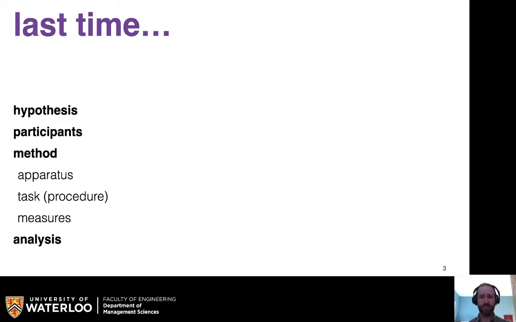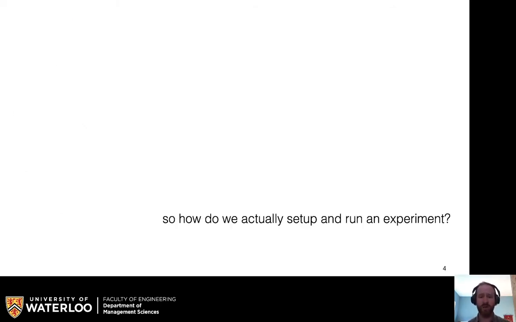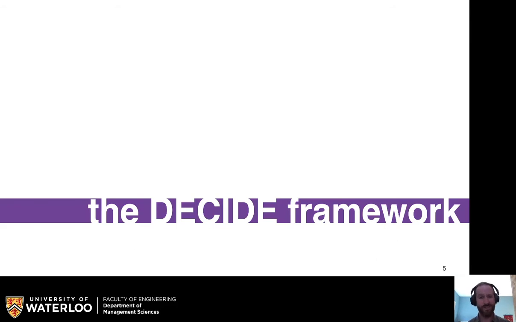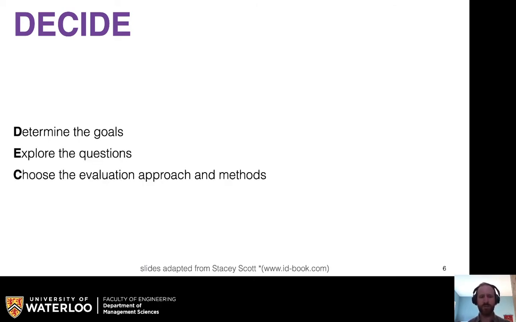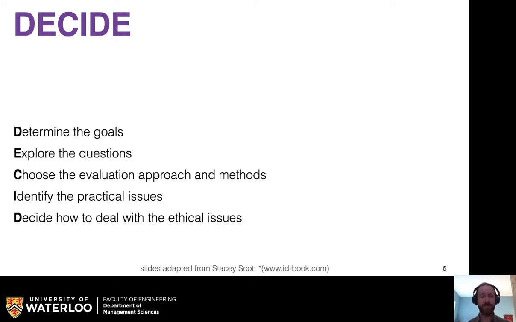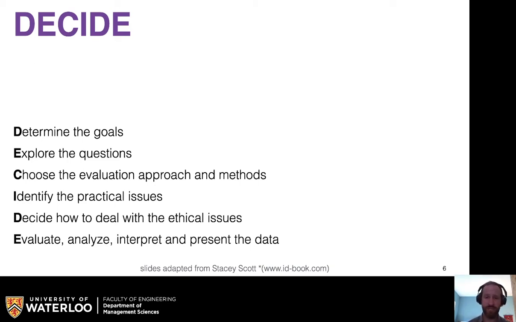Last time, we talked about the scientific method and how you might design an experiment. But how do we actually go and set up an experiment and run it? There are a lot of decisions to make, so it's important that you decide how to do that. The DECIDE framework involves determining the goals, exploring the questions, choosing the evaluation approach and methods, identifying the practical issues, deciding how to deal with ethical issues, and evaluating, analyzing, interpreting, and presenting the data.